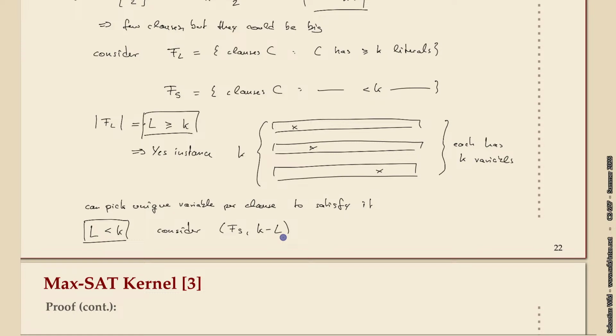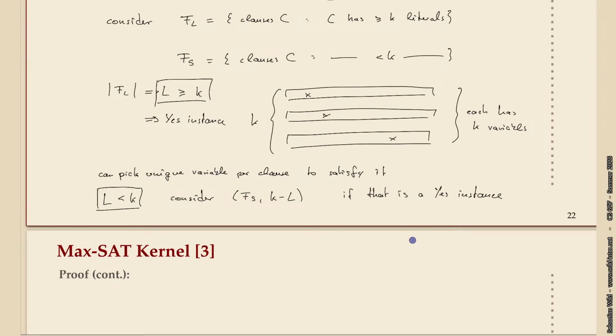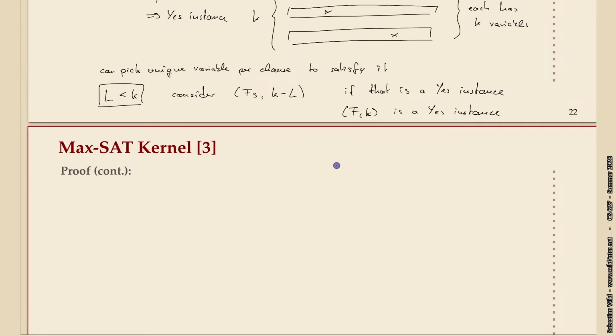Okay. If that is a yes instance, then the original also is a yes instance. And the reason for that is, it's an if and only if statement. So we're proving the two directions separately.